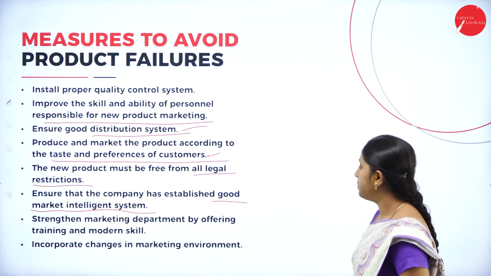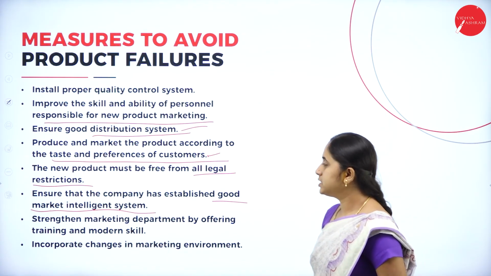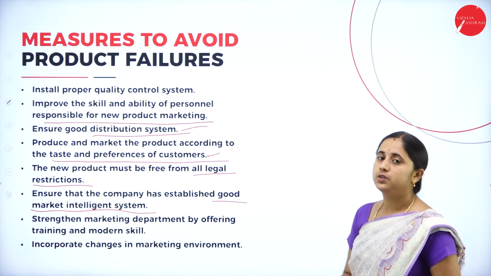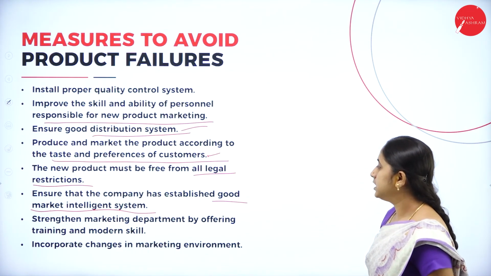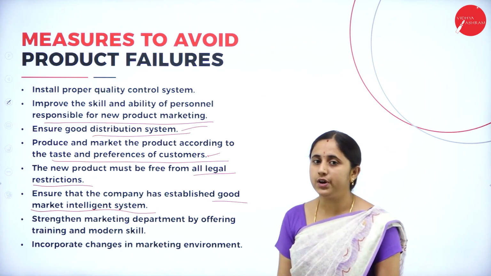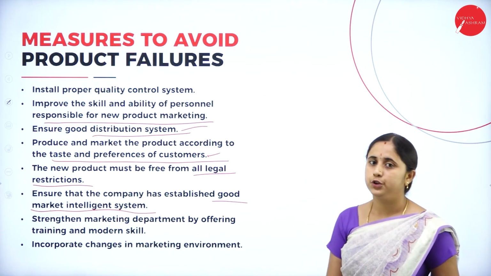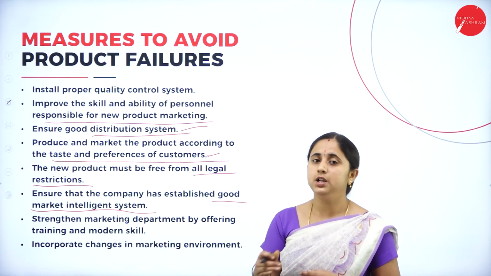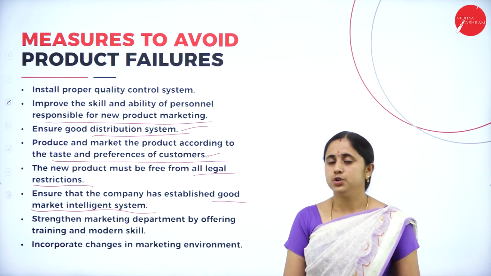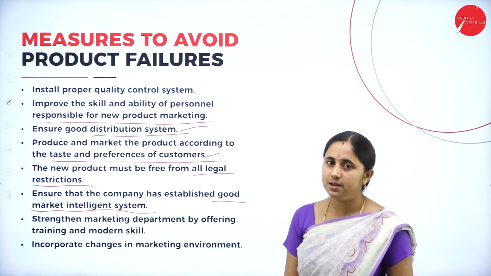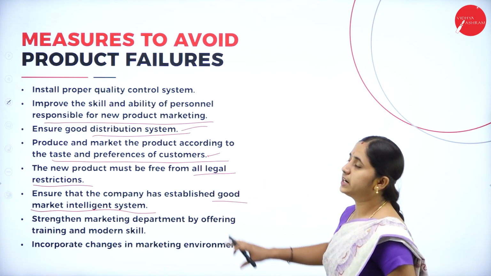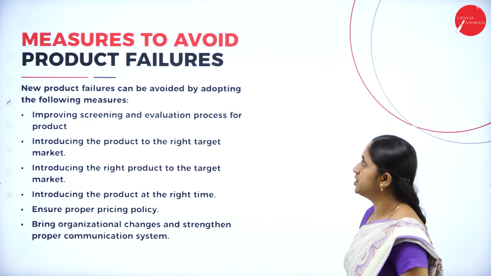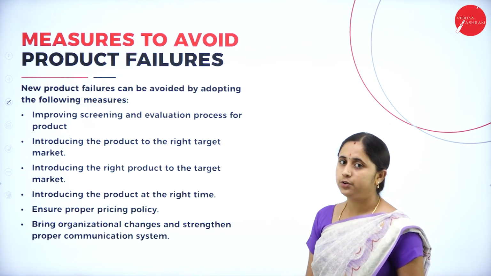Next, strengthen the marketing department by offering training and modern skills. By giving training, you can improve the skills of your marketing department so they can come up with good ideas. It helps in the success of your product. Incorporate changes in the marketing environment. You should be flexible to adopt the changes in the market. From all these factors, you can avoid product failure. If you ensure all these measures, it helps to avoid the failure of your product.